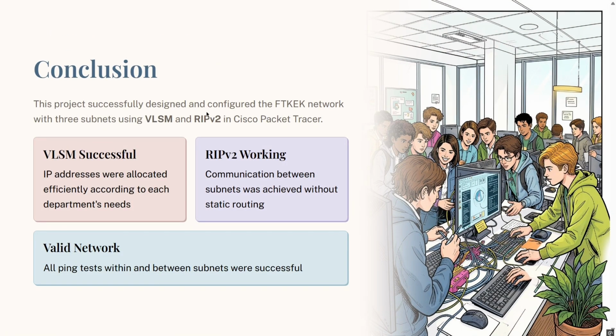Dan akhir sekali adalah conclusion. This project successfully designed and configured the FTCAC network with 3 subnets using VLSM and RIP version 2 in Cisco Packet Tracer. VLSM successful, IP addresses were allocated efficiently according to each department's need. RIPv2 working, communication between subnets was achieved without static routing. Valid network or ping tests within and between subnets were successful.